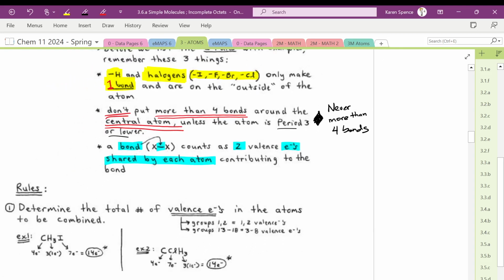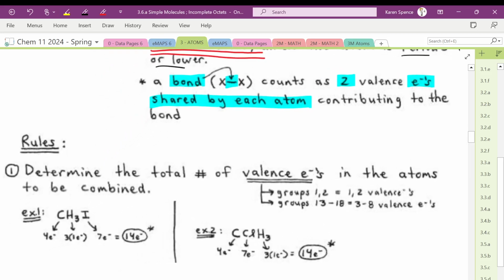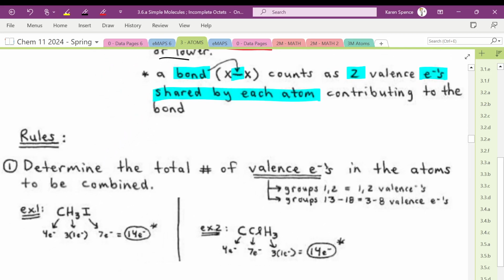So here are the rules that we are going to follow, and we're just going to work through this first one. We're actually going to work through a couple of examples together, and then we're going to try a couple on our own. The first thing you need to do, you remember last day when we were looking at our structures, we had to say, how many valence electrons do I have from the atoms I have been given? Do you remember doing that?